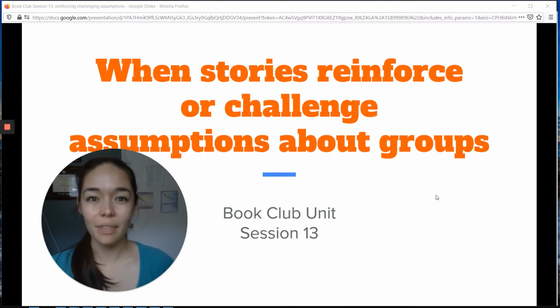We're going to build on this work today by thinking about the ways that our stories reinforce or challenge assumptions that we or society might make about the social groups that the characters are in. This might sound kind of complicated, but I promise you that if we think along together, you're going to be pretty good at this pretty fast.